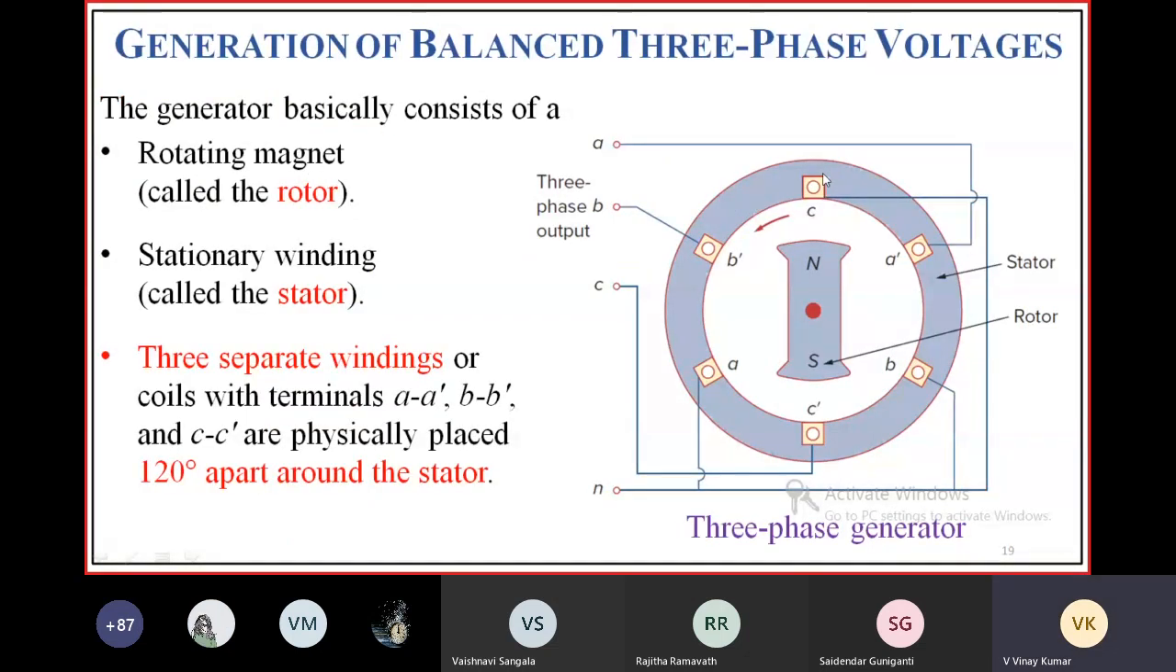See here, generation of balanced three-phase voltage. Let me explain in brief. You already have this slide. This is coil A, with two ends A and A dash. This is coil B. The angle between these two is 120 degrees. This is coil C.